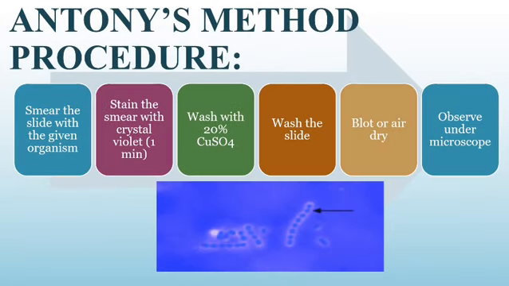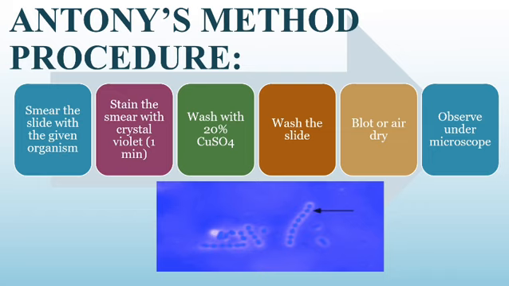Anthony's method of capsular staining is called the positive staining method. The procedure is to smear the slide with the organism that bears the capsule. Stain the smear with crystal violet for 1 minute. After 1 minute, wash the slide with 20% copper sulfate solution, blot dry or air dry it and observe under the microscope.